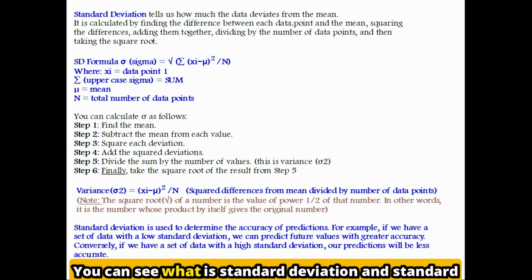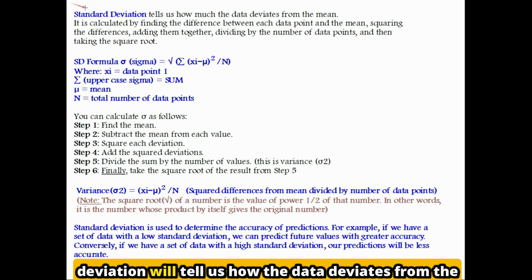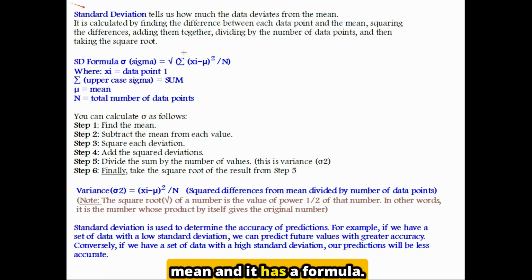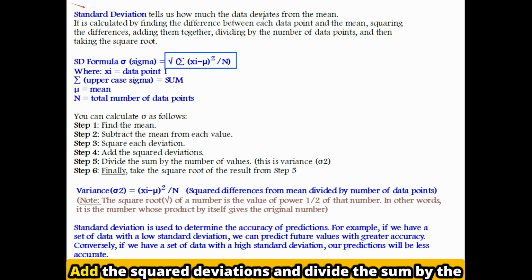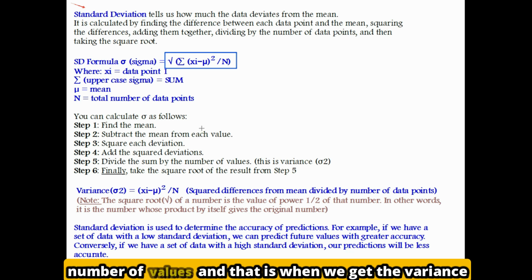You can see what standard deviation is. Standard deviation will tell us how the data deviates from the mean, and it has a formula. The steps are: you find the mean, then subtract the mean from each value. In our case, our data point is the total steps. Then square each deviation, add the squared deviations, and divide the sum by the number of values.